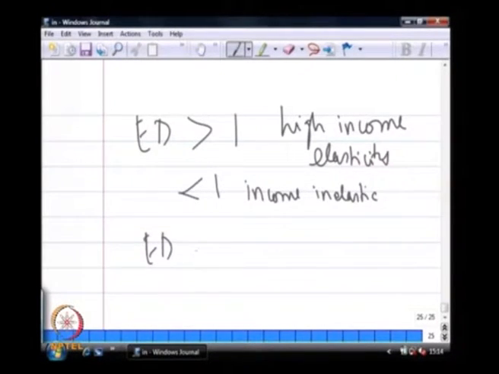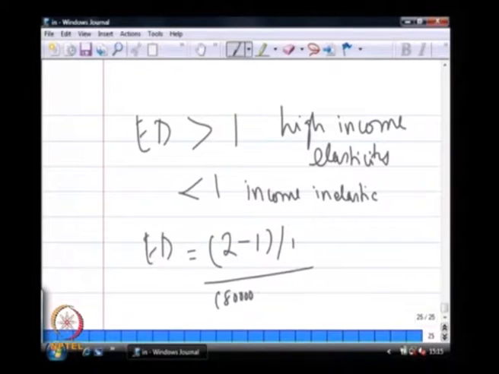Now, my original quantity is one trip, the new quantity, in this case the number of trips that I can make, is 2, as against the one that I used to do. My new income is 90,000 per month, my old income is 80,000.